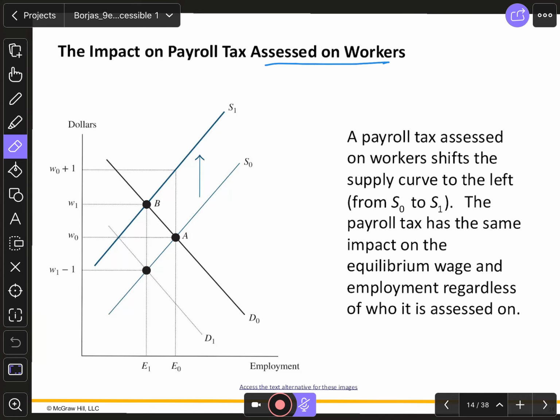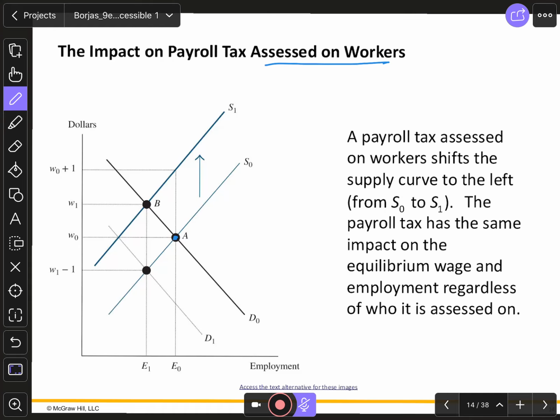Okay, so again, we have an initial equilibrium at point A, right? Now, the government is asking workers to pay $1 for each additional income they get. This is a discouragement to workers, because for each additional income I get, I would have to pay part of it to the government. So why should I work, right? So this is a disincentive to work.